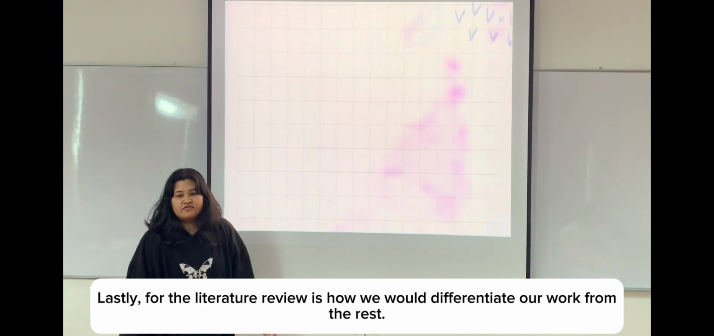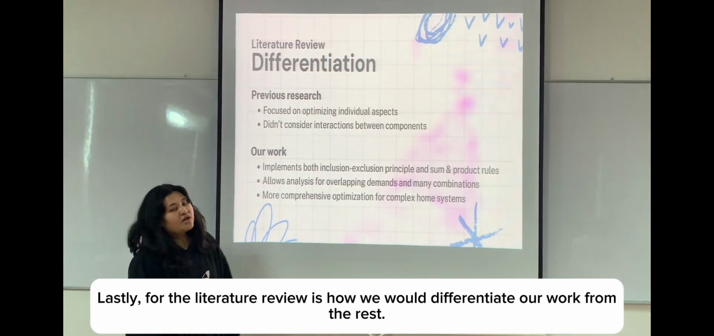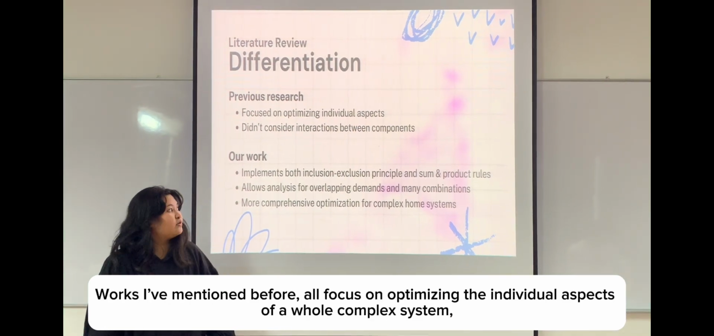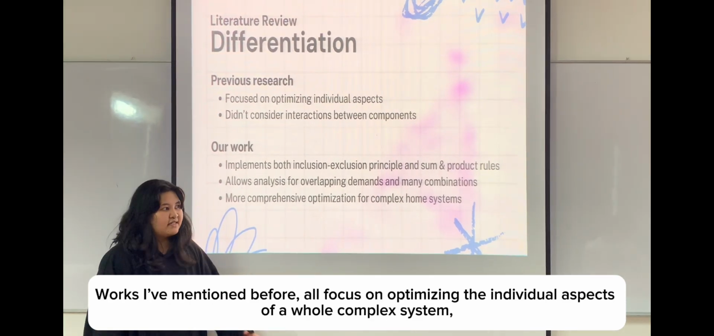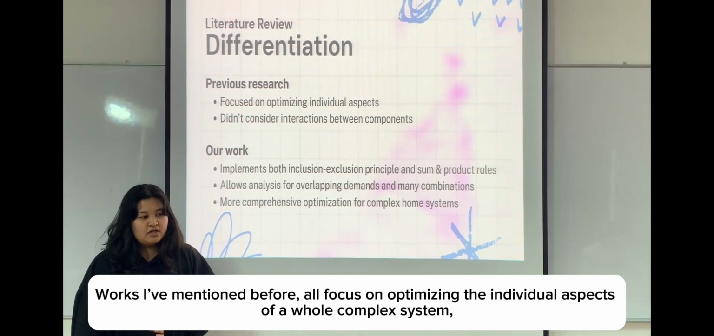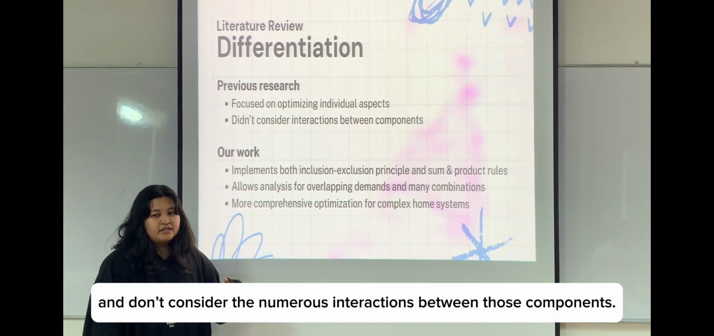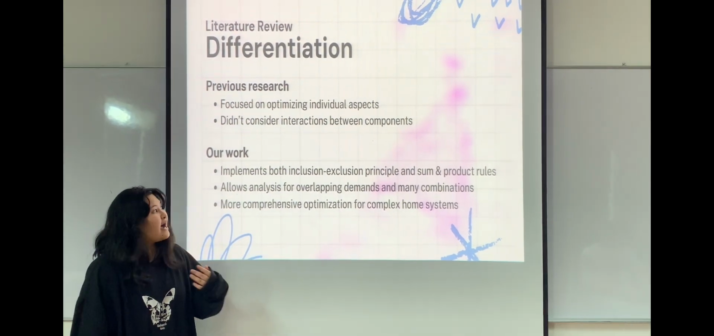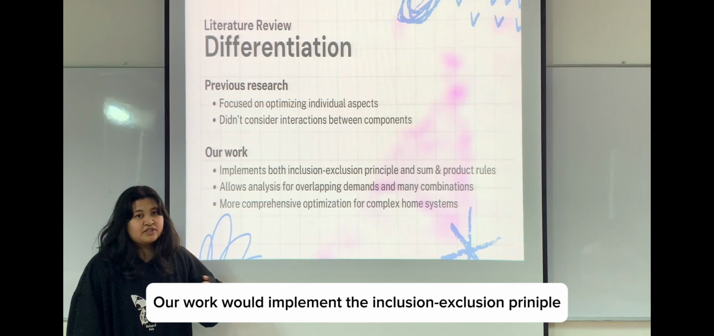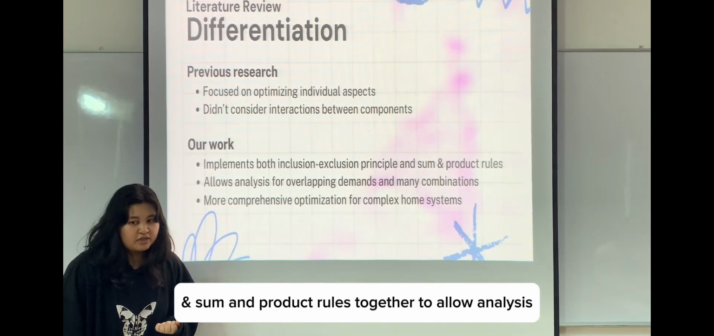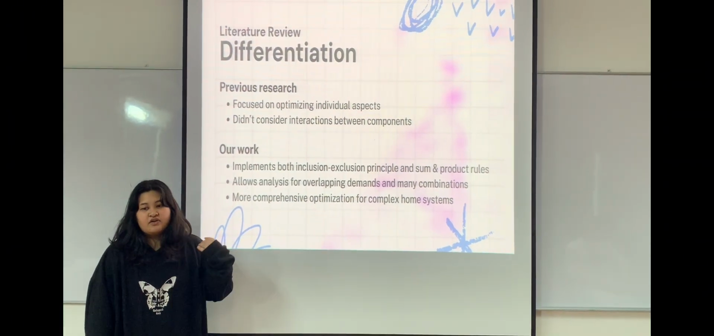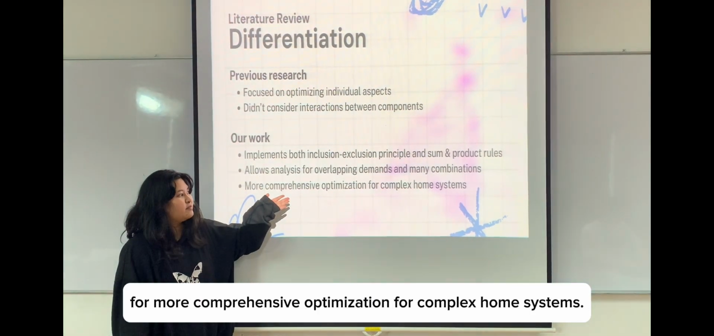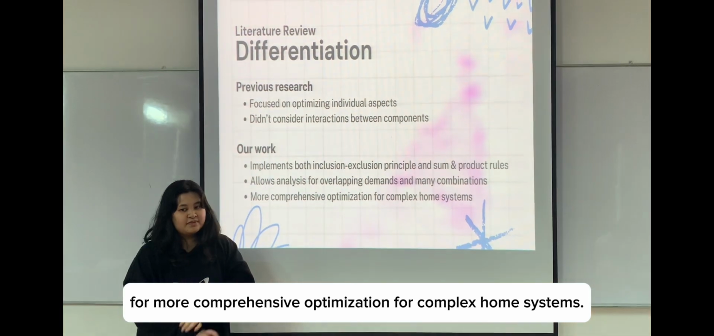Lastly, for the literature review, this is how we would differentiate our work from the rest. The works I've mentioned before all focus on optimizing individual aspects rather than a whole complex system, and don't consider the numerous interactions between those components. Our work implements the inclusion-exclusion principle and some important rules together to allow analysis for overlapping demands and combinations for more comprehensive optimizations for complex processes.